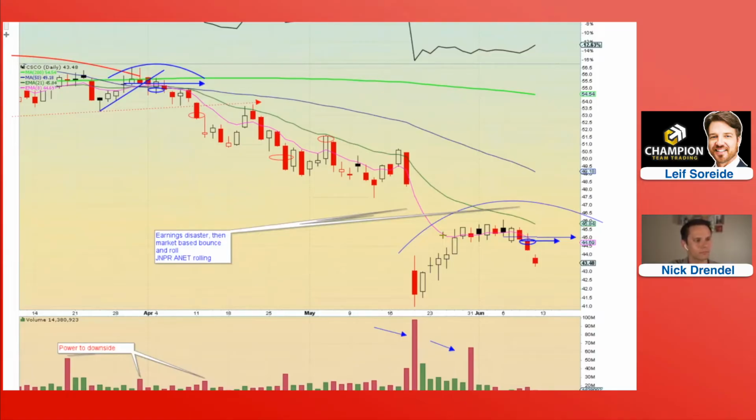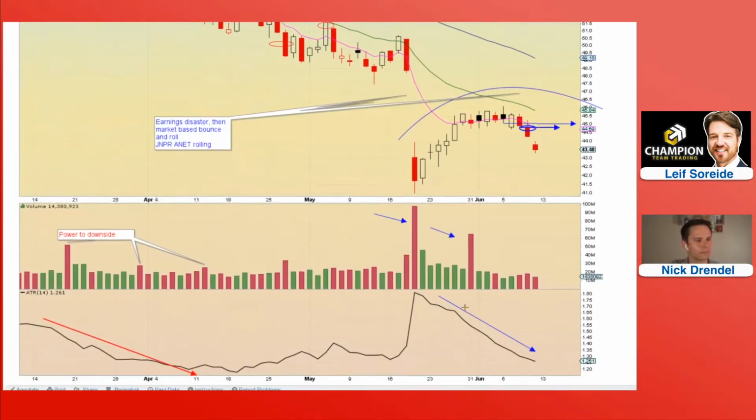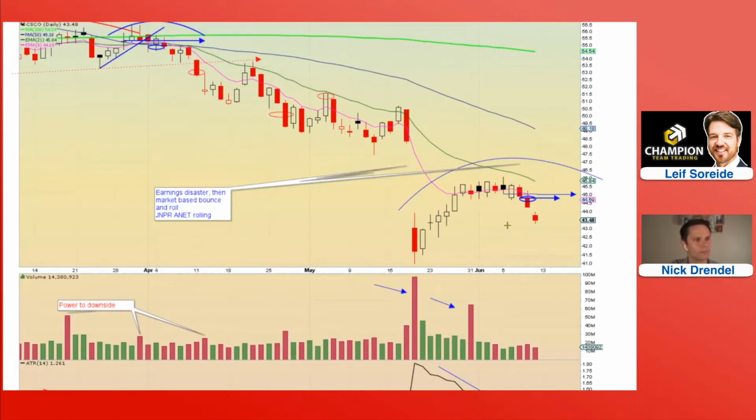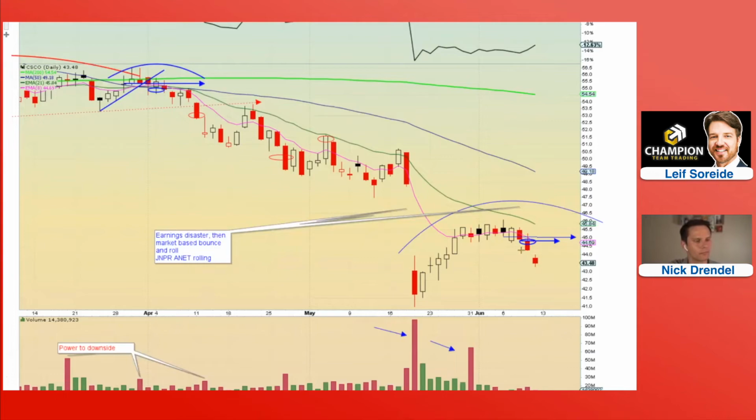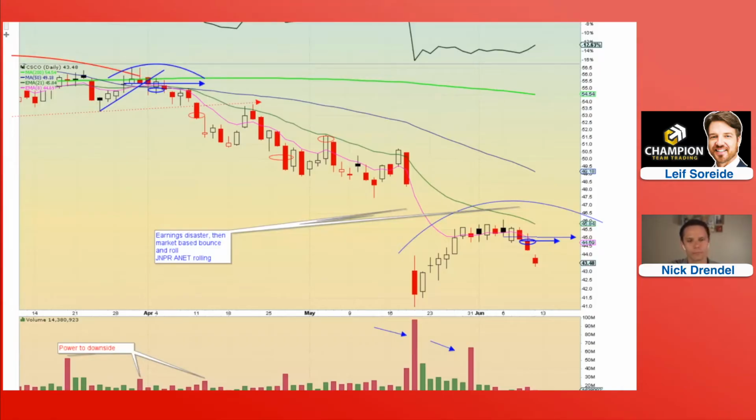Market kind of bounces it, and then you have some heavy selling bars up here. Very tight action. So the average true range kind of tightening up here, and then breaking with the market and looking at the other stocks in context and seeing what correlates with this stock. ANET, JNPR, these stocks are heavily correlated with CSCO. So as they're kind of breaking, that's giving me the clue that the group is weak, and then maybe that this one's a target for lower prices.